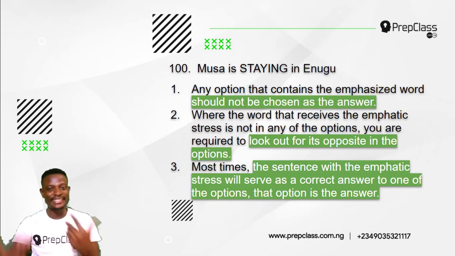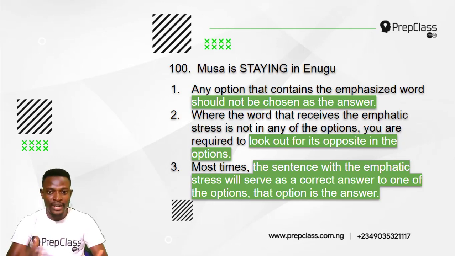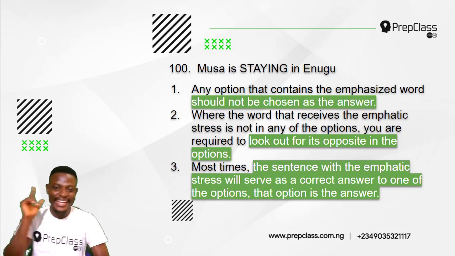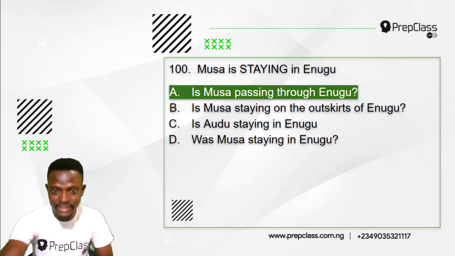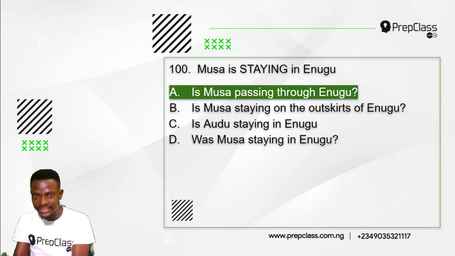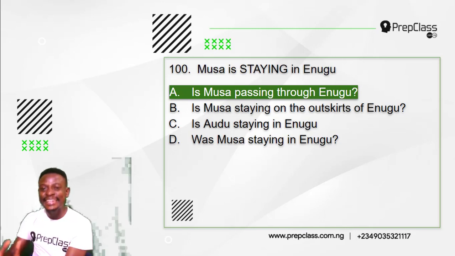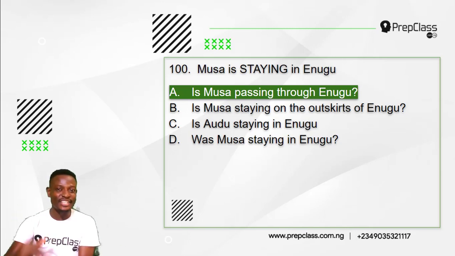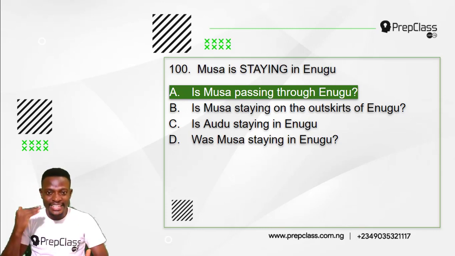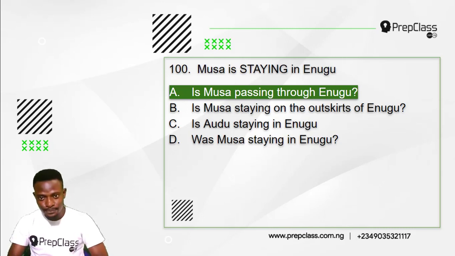Also, rule number 3 states, most times the sentence with the emphatic stress, that is the question, will serve as the correct answer to one of the options. That option is the answer. Now, let's look at this option. Is Musa passing through Enugu? Now, the question is going to serve as the correct answer. No. Musa is staying in Enugu. He is staying. He is not passing through. So the answer is option A. Is Musa passing through Enugu? No. Musa is staying in Enugu.